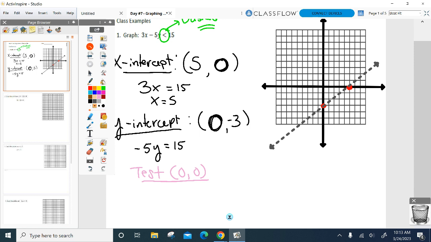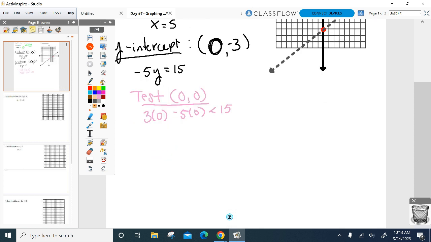All right, what do I mean by test? Go back to the original inequality and plug in 0 for x and y and see what happens here. So 3 times 0 minus 5 times 0 less than 15. And you're going to tell me if it's true or not. What do I get on the left side here? 0. Is 0 less than 15? True or false? True. So that means that's a solution, which means my shading should go towards 0, 0.